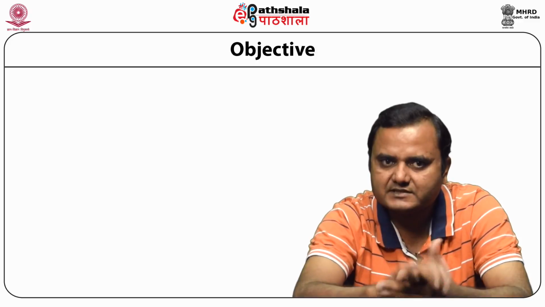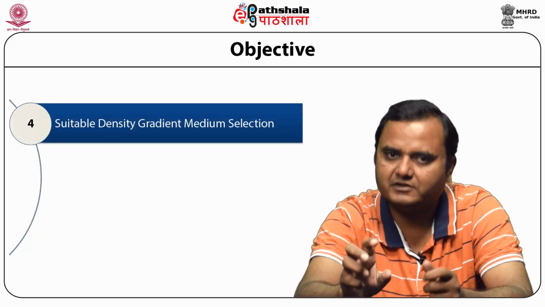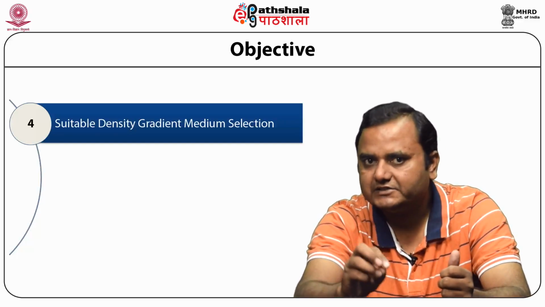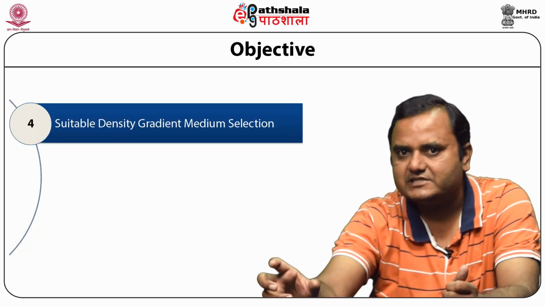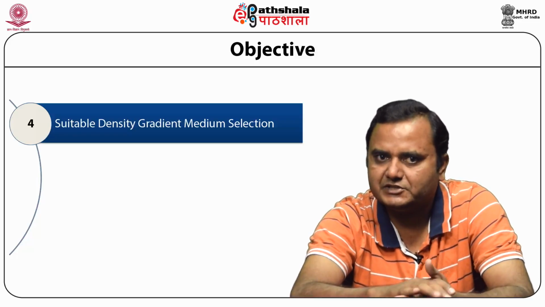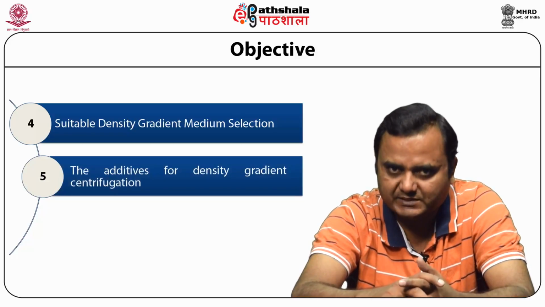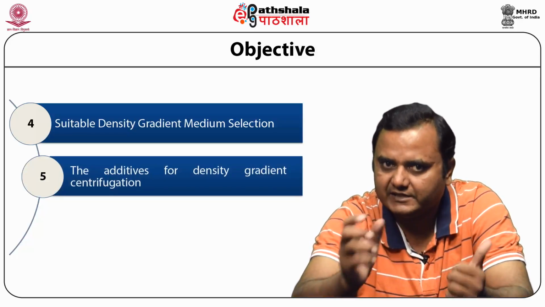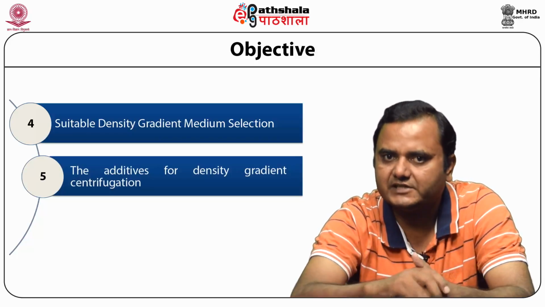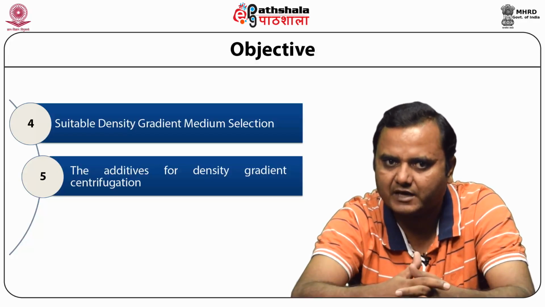Then we will discuss the selection of a suitable density gradient medium: what the criteria are for its selection, what conditions apply to different types of density gradient medium, and what the ideal situations are to apply a suitable medium. Then there are some additives used for density gradient preparation. Again, we will discuss the ideal additives, under what condition, and what kind of additive can be used for the differential centrifugation process for the separation of cell organelles and other biological macromolecules.